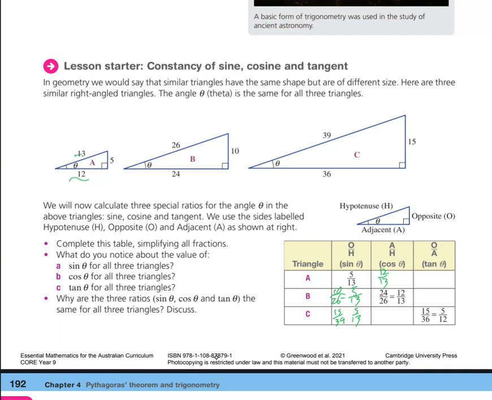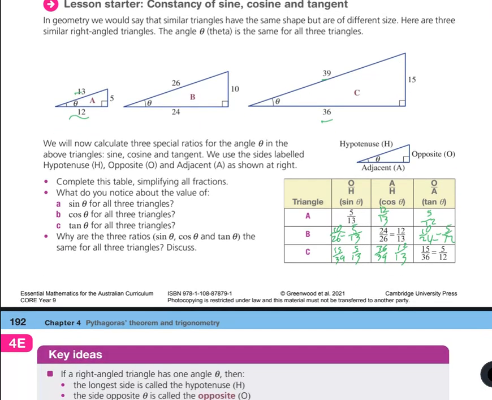If I do it for C, so it's going to be adjacent over hypotenuse. It's going to be 36 over 39, which is also 12 over 13. These are really the same triangles. They're in the same proportions, so the answers should all be the same. And for O over A, we should be getting a 5 over 12. There's our 5, there's our 12. And the other one is going to be 10 over 24, which will simplify to 5 over 12. You should be able to see 13, 26, 39, 5, 10, 15, 12, 24, 36. They're just going up in equal proportions.